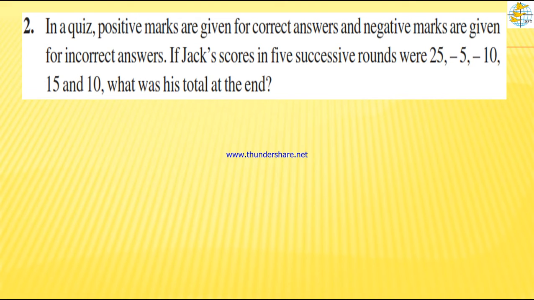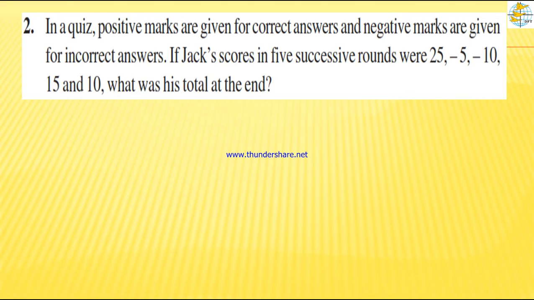So positive marks are given for a correct answer, and negative marks are given for an incorrect, wrong answer. If you give a wrong answer, you get negative. If you give a correct answer, you get positive. That is how the quiz is conducted. Here Jack's scores in 5 successive rounds were: first round 25 marks, second round minus 5, third round minus 10, fourth round 15, and fifth round 10 marks. Then what was his total at the end?